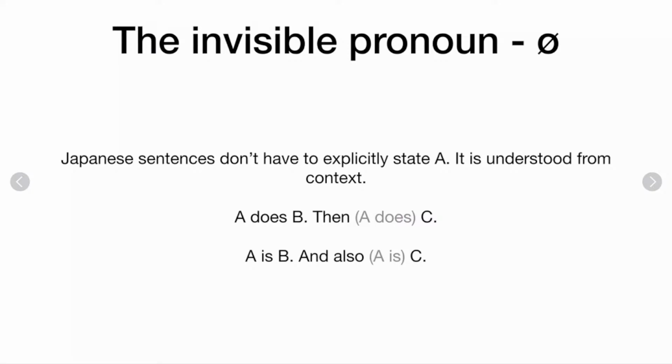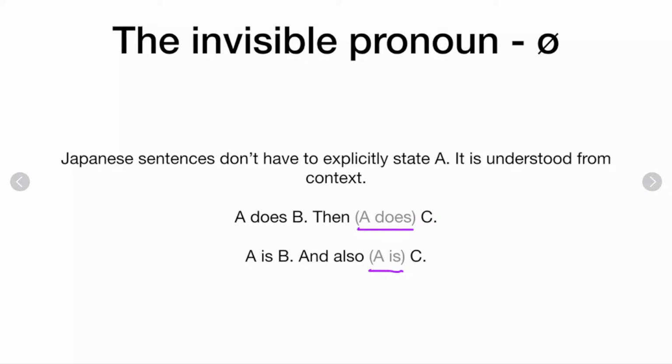Not every Japanese sentence is going to explicitly state the subject. It can be understood from context. So if you had an English example of this, it would be saying A does B, then C, or A is B and also C, right? So this then A does C, or and also A is C. It's there implicitly. We're not stating it every time because we just said it, so we don't have to say it again. So it's the same phenomenon. You don't have to repeat yourself endlessly. You can leave things out from the purest grammatical forms for convenience.